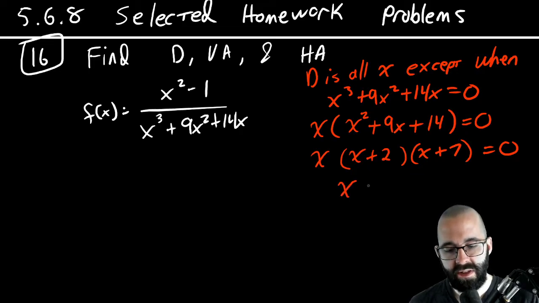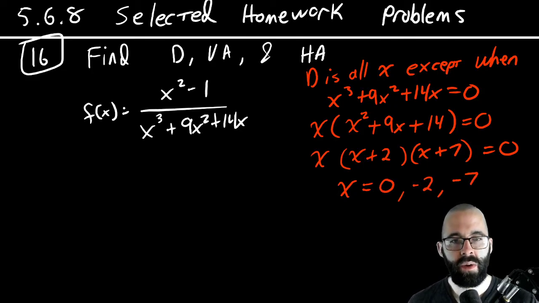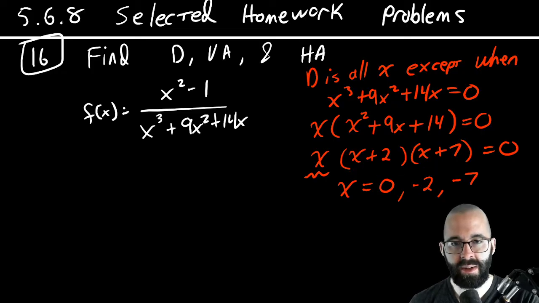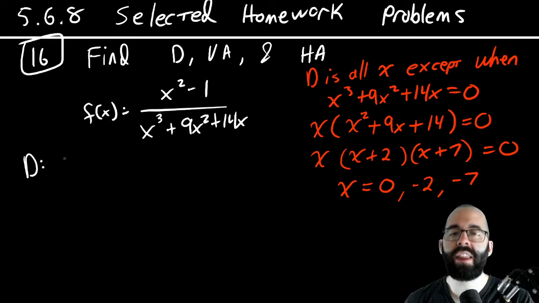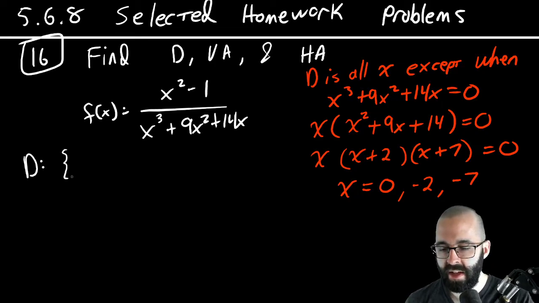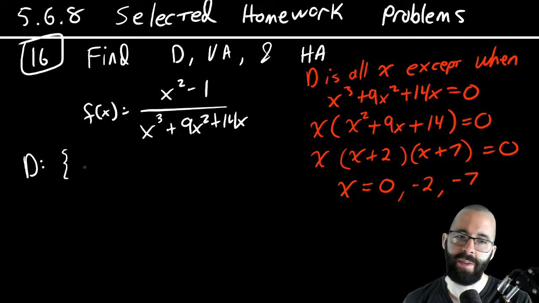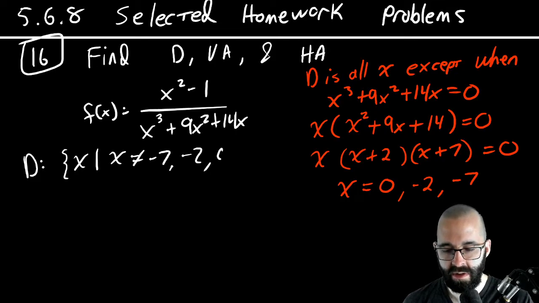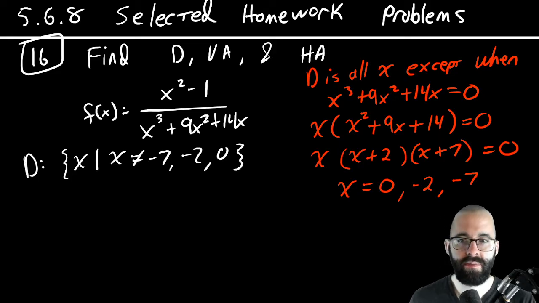So it's going to be every single x except when x is 0, when x is negative 2, and when x is negative 7. Solve when this is equal to 0, solve when this is equal to 0, and solve when that is equal to 0. And that gives us our domain. Our domain is everything except those points. You could use interval notation, but it really becomes very tedious when there are 3 points right here. It's going to be the set of all x such that x is not equal to negative 7, negative 2, or 0.